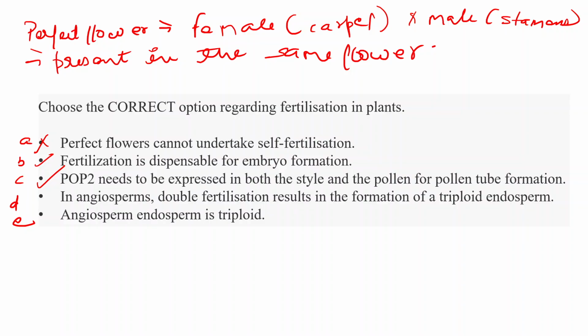Then in angiosperms, double fertilization results in the formation of a triploid endosperm. Yes, it is true. It is correct. The classical definition is that one sperm plus egg forms a zygote. And triploid endosperm means one sperm plus two polar nuclei. Okay, that will form a triploid endosperm.